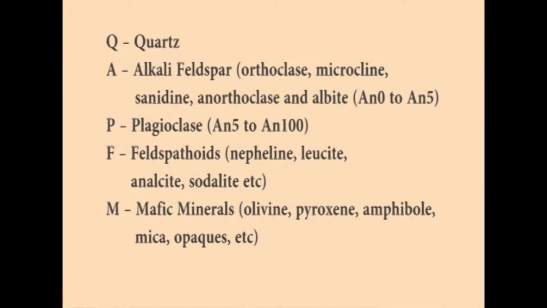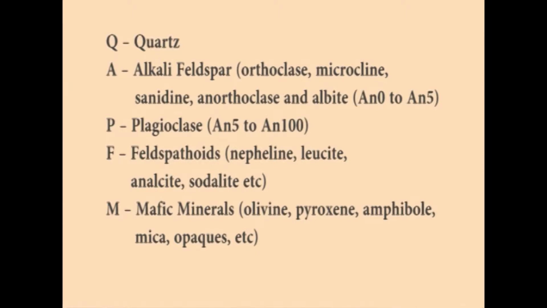The criteria upon which the classification is based involve the grouping of all minerals into 5 categories. First, Q denotes quartz. A denotes alkali feldspar, that includes orthoclase, microcline, sanidine, anorthoclase, and albite with anorthite percent 0 to anorthite percent 5. P denotes plagioclase, anorthite 5 to anorthite 100%. F denotes feldspathoids, that includes nepheline, leucite, analcite, sodalite, etc.